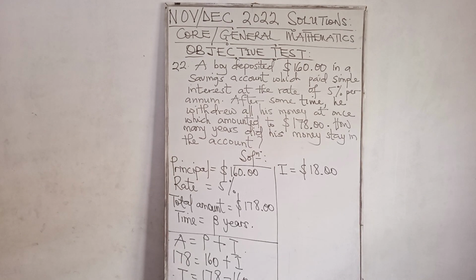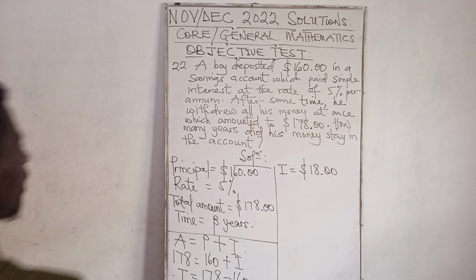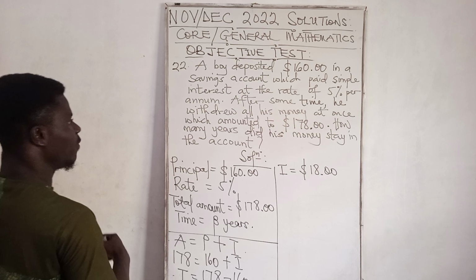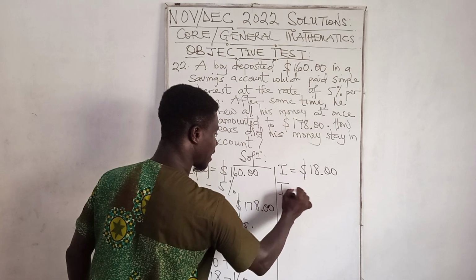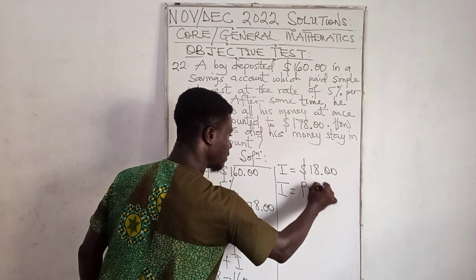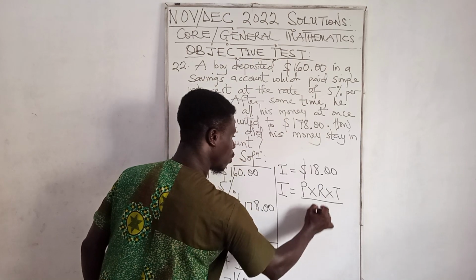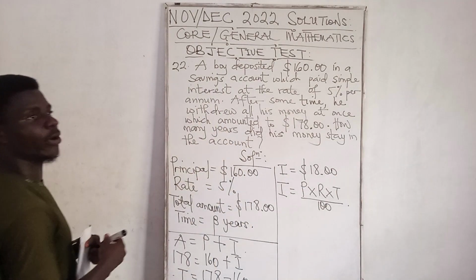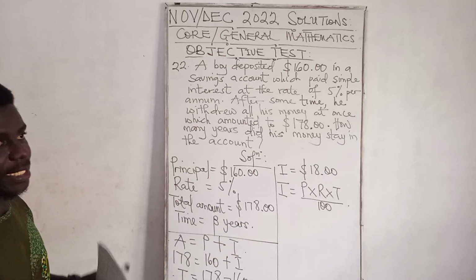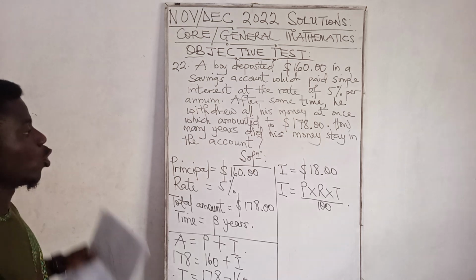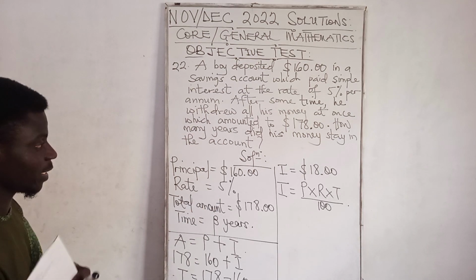So this is the interest they added, which is $18. So now we are looking for how many years, which is the time. So now we know that the interest is calculated as the principal times the rate times the time, all over 100. This time around, we want the time, right? So now we can change the subject of the formula and proceed to find the time. Or this time around, we can just substitute in the figures.